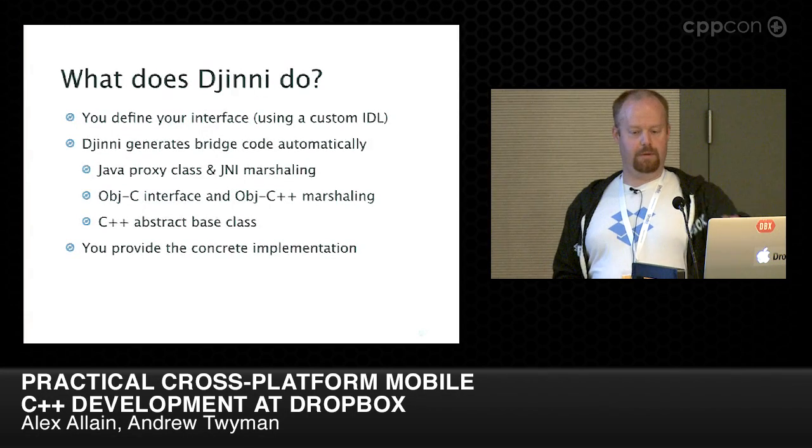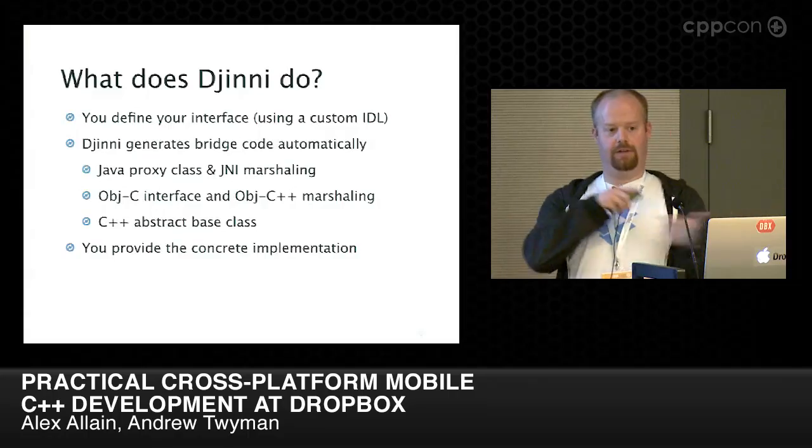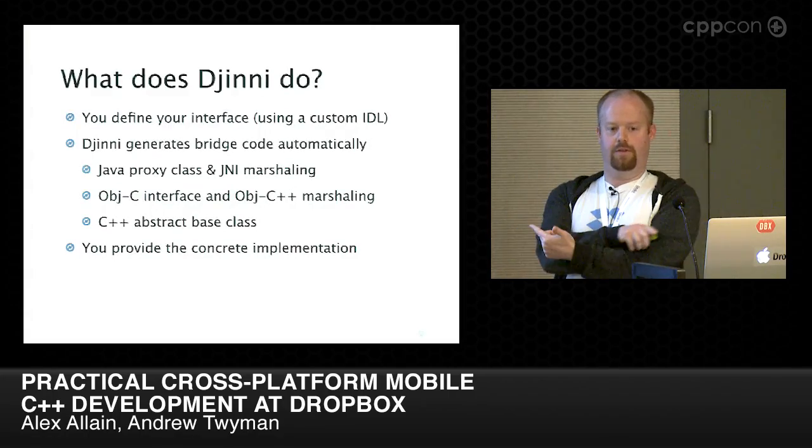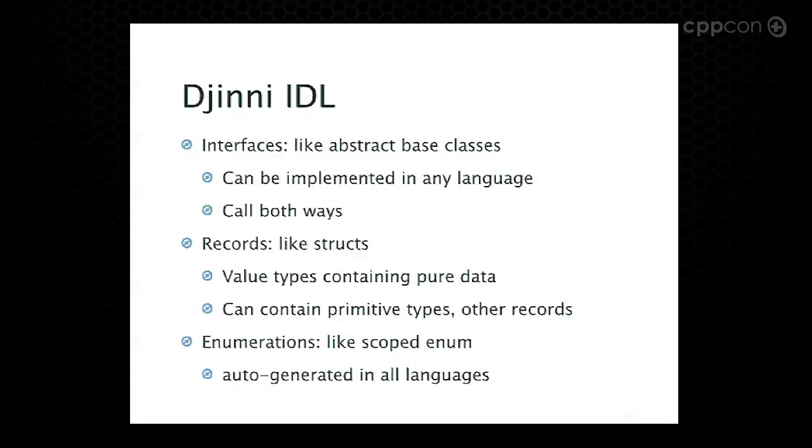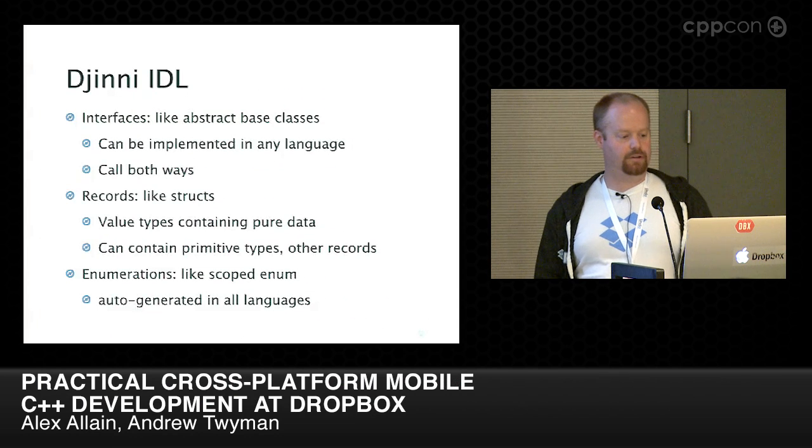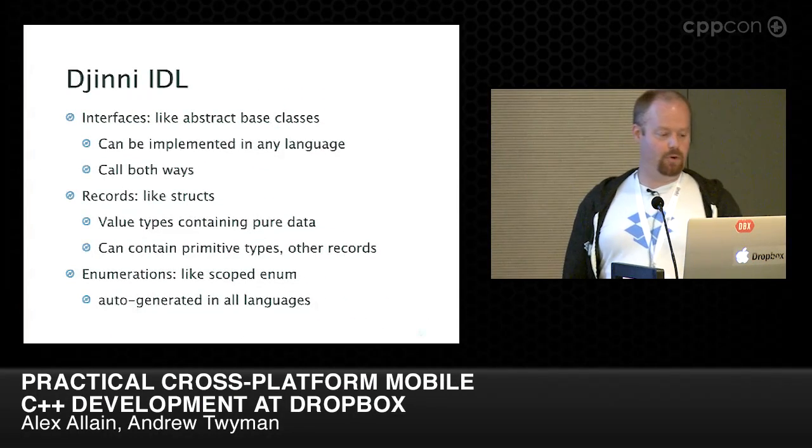There's a slightly different but very similar set of things that you would write if you wanted to make calls in the other direction from C++ to Java or Objective-C. But it does work in both directions. What do we support in our IDL? There are interfaces, which you can think of like abstract base classes in C++. They can be implemented on either side. You can call in both directions, or they can be implemented on both sides.